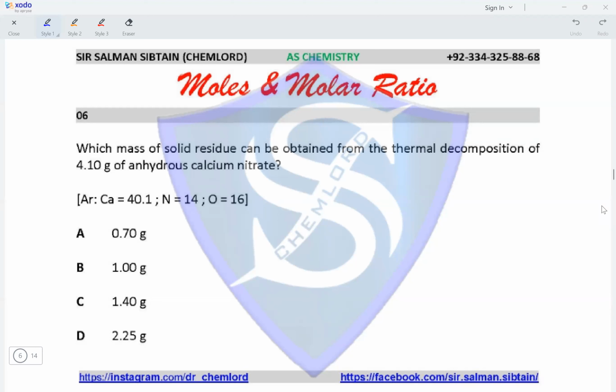Question 6. Which mass of solid residue can be obtained from the thermal decomposition of 4.10 grams of anhydrous calcium nitrate? So, when calcium nitrate decomposes, it produces the only solid, calcium oxide. The other products are gases, nitrogen dioxide gas and oxygen gas. So, here we are concerned with the solid residue produced. So the first thing we need to do is calculate the MR of these two compounds.